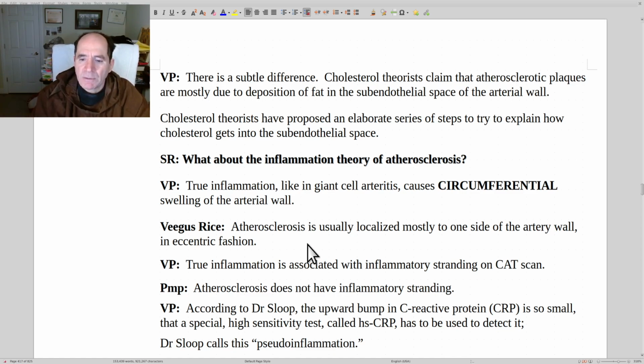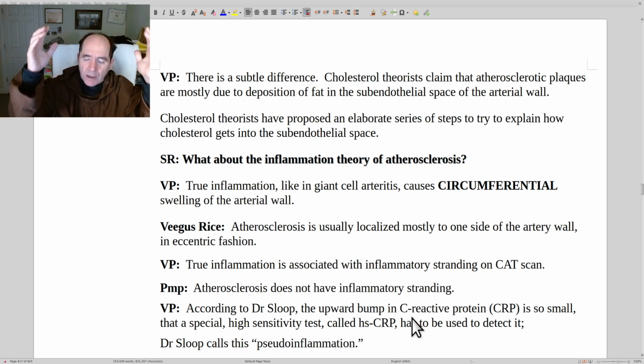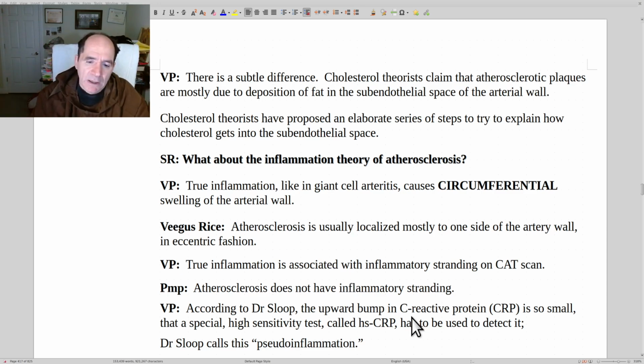And then he also talks about, well, what about the elevation of CRP, C-reactive protein? And according to Dr. Sloop, in his opinion, the CRP elevation is so small with atherosclerosis that it's kind of a joke. He says you need this high sensitivity test to detect it. He calls that pseudo-inflammation, which I thought was kind of a funny thing to call it.